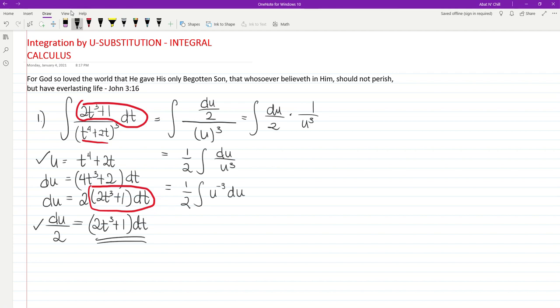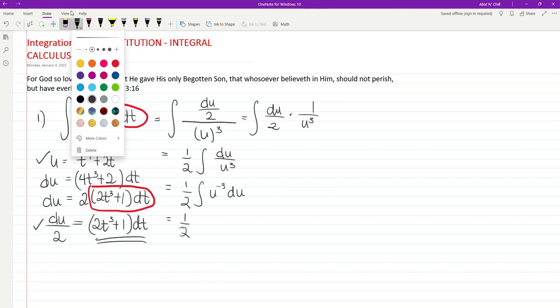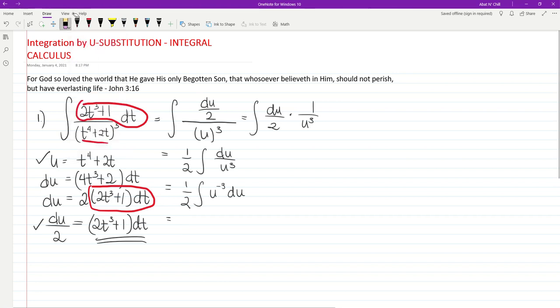So we have u raised to negative 3 du. And of course, by the power rule, which is very basic, we can now integrate this. So we have 1/2, and we add 1 to the exponent, so we have u raised to negative 2 all over negative 2, plus c. Simplifying, numerator times numerator, that's u raised to negative 2, all over 2 times negative 2, that's negative 4, plus c.